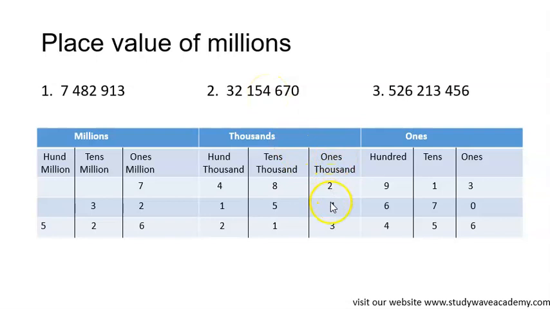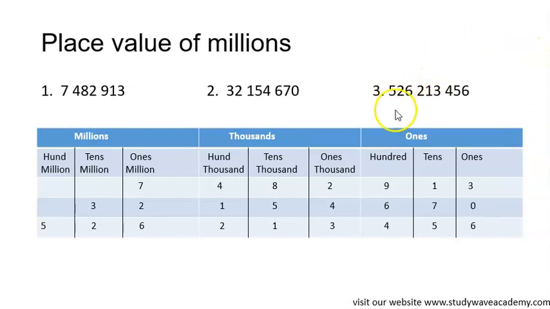4 in ones on the thousands, 5 in tens thousands on the thousands, and 1 in 100,000 on the thousands. Then you move over to the next digit. 2 in ones million in millions, and 3 in tens million in millions. Okay, so we have here 32,154,670. Okay, do you understand?